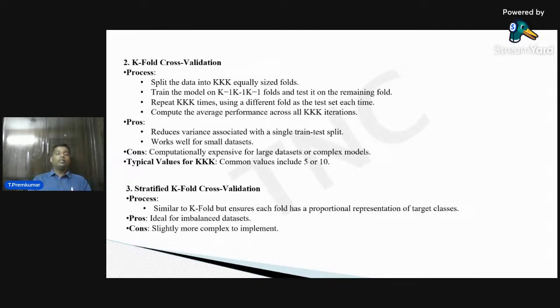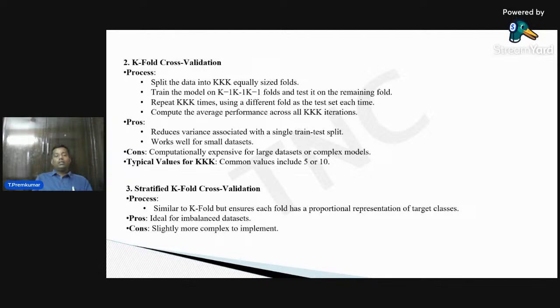In the case of k-fold cross validation, the process splits the data into K equal-sized folds, trains the model on k minus 1 folds, and tests on the remaining fold. This process is repeated so that every fold is used as the test set. The pros of k-fold are that it reduces the variance and works well on small data sets. The con is that it is expensive for larger data sets and complex models. The typical values for K are 5 or 10.